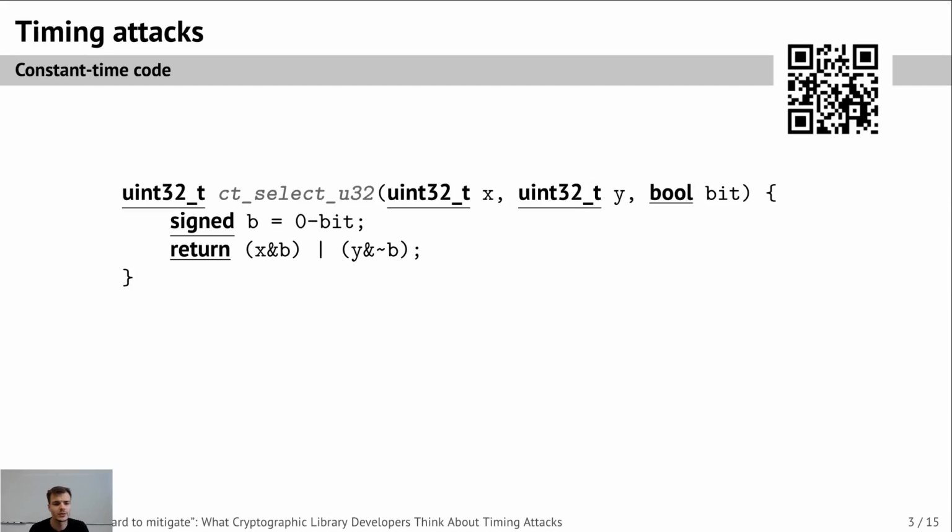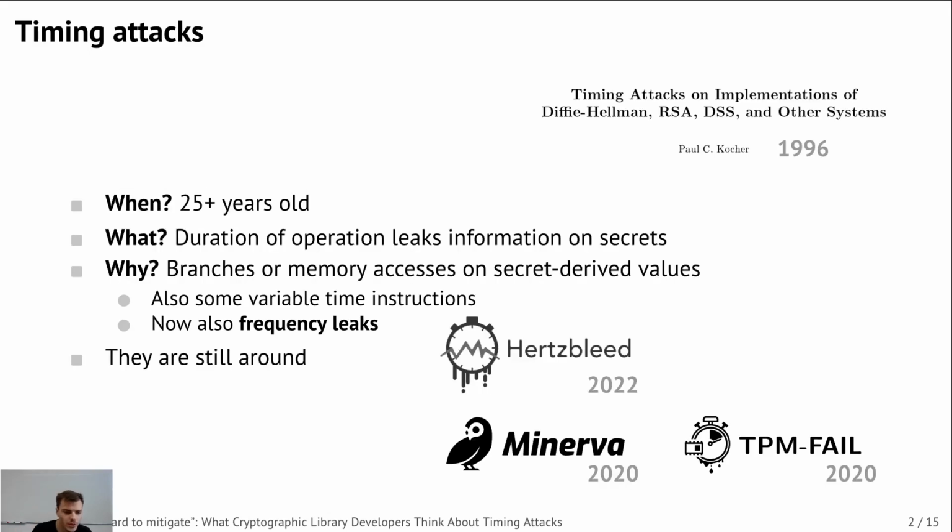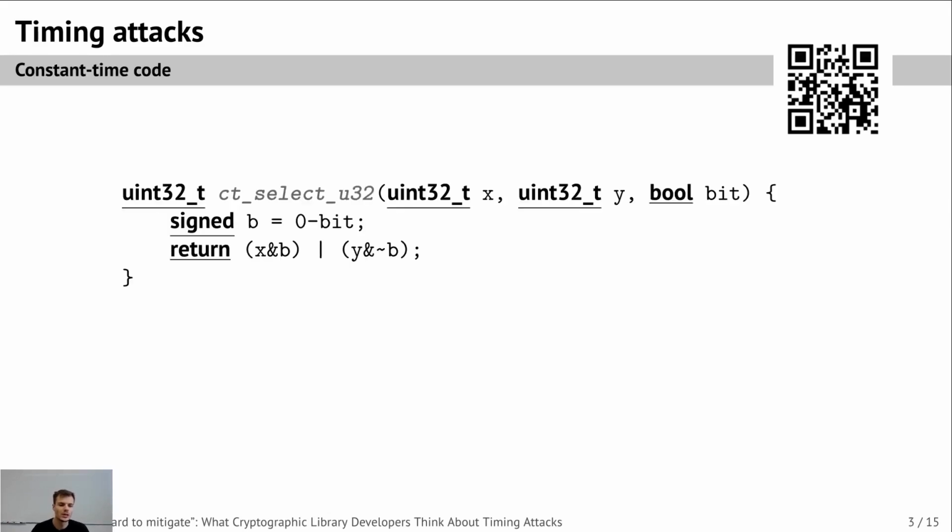Luckily, there's this thing called the constant time code practice, where you can try and structure your code in such a way that you avoid these things that leak. You avoid branches or memory accesses based on secret-derived values. You avoid these well-known variable time instructions, and we don't deal with frequency leaks at this moment. But let's just avoid these main things.